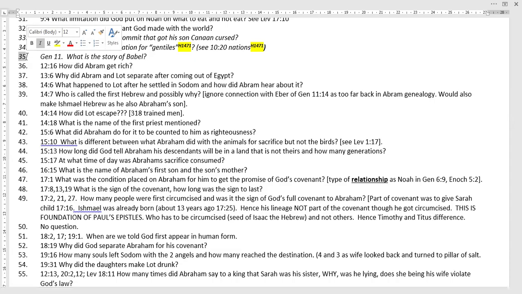So you've got to read the whole of chapter 11. And God confounded their language and scattered them, and so forth. I'll just put that in as part of the story of Genesis. Question 36. How did Abraham get rich? Let me just read it for you. Chapter 12, verse 16. Basically, he got it all from Egypt.